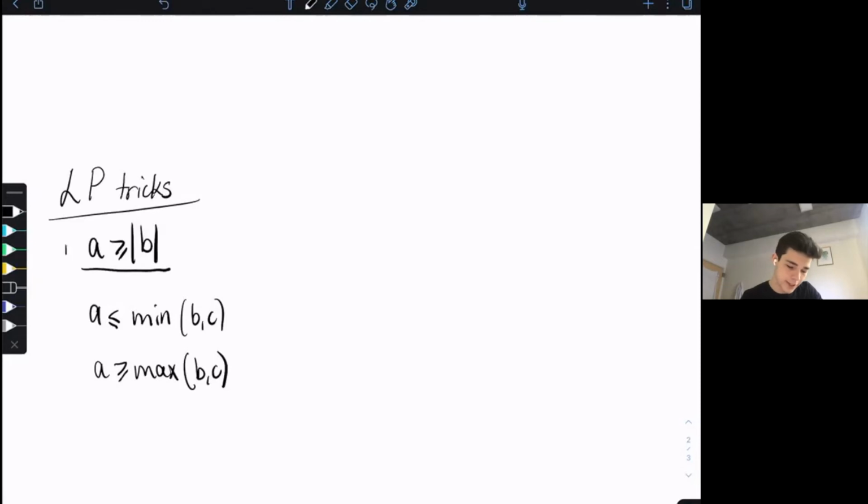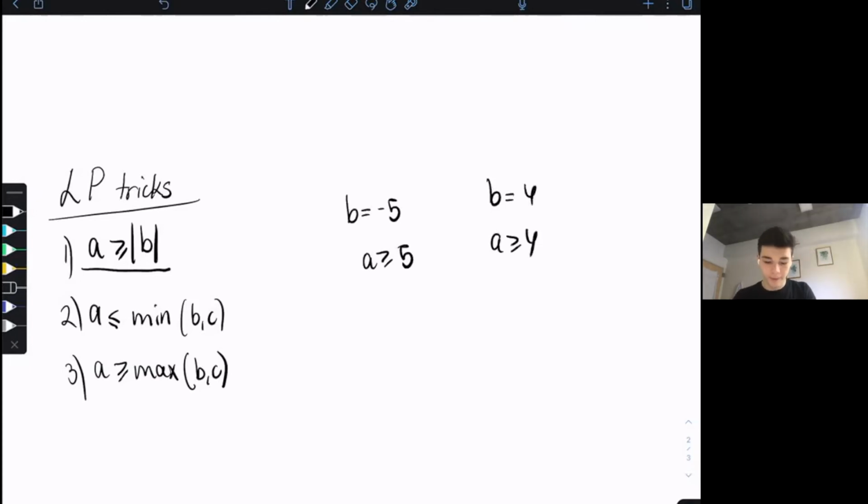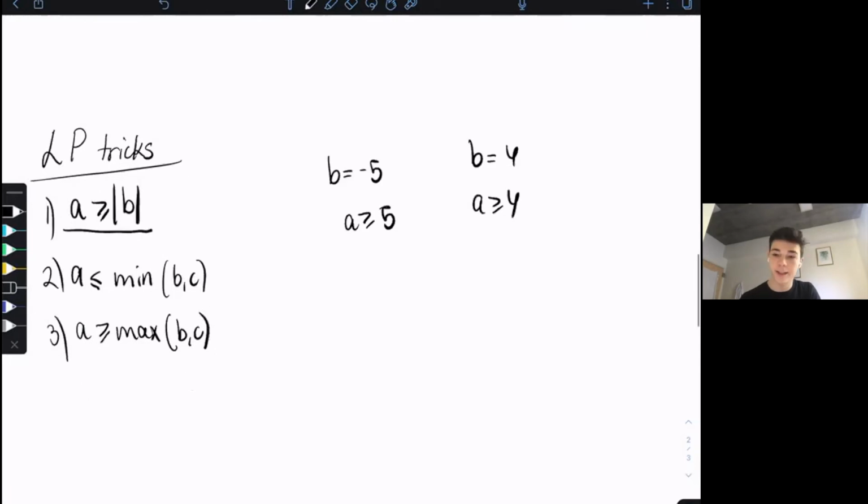So for part 1, we need to be able to express A as greater than or equal to the absolute value of B. So if B is -5, A has to be greater than 5. And if B is 4, then A has to be greater than 4. Now, what you can actually do here is rewrite it as a combination of two regular LP constraints: A is greater or equal to B and A is greater or equal to -B.